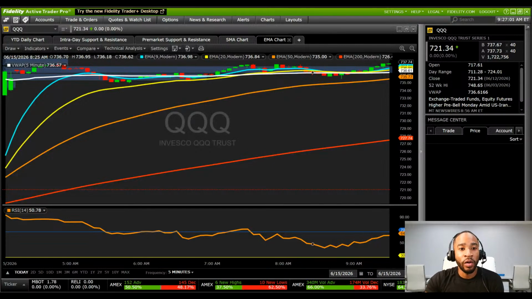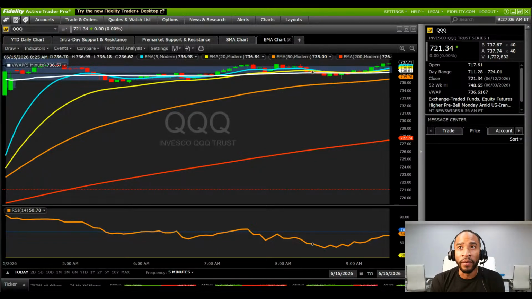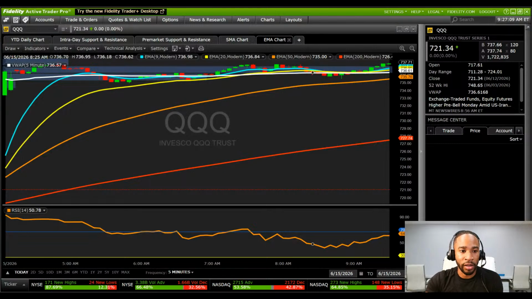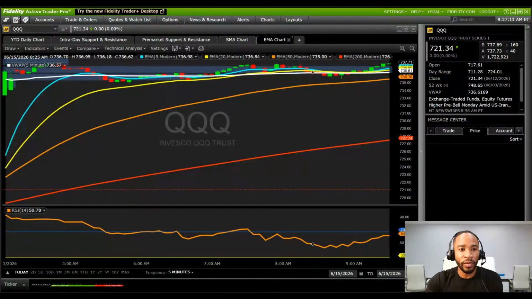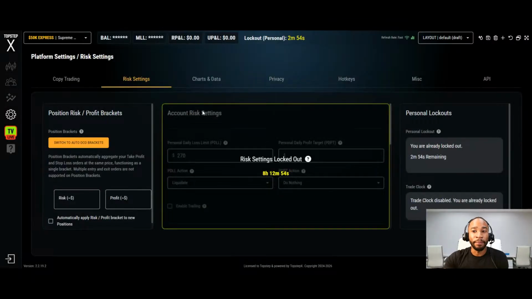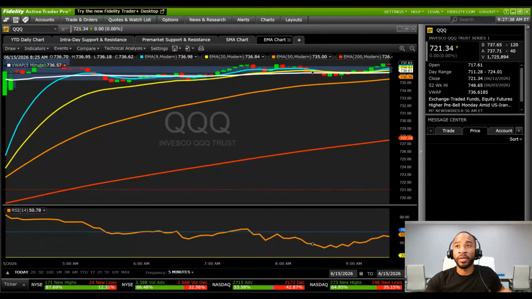Make sure you all have your risk management in place. I'm going to be risking a maximum of $270 today. That's going to be my max risk. And if you look at my risk management settings, I already have in place, just in case I don't have a stop loss in place, an additional max stop loss with my risk settings. So I'm risking about $270. Make sure before the trading day starts, you have your max risk in place as well, because that's what's going to keep you in the game long term when it comes to day trading.